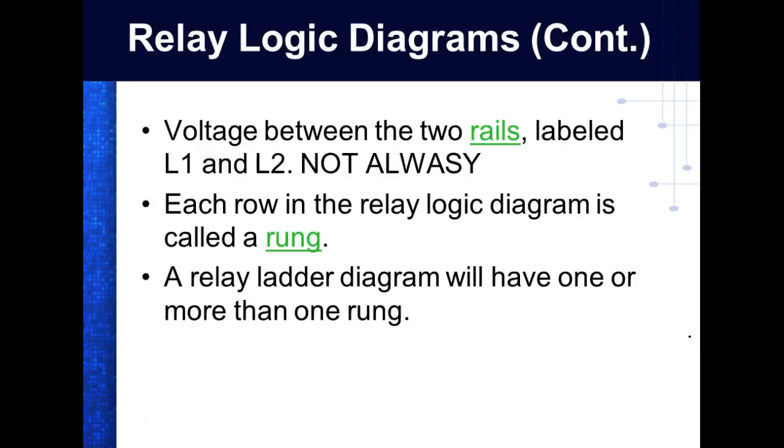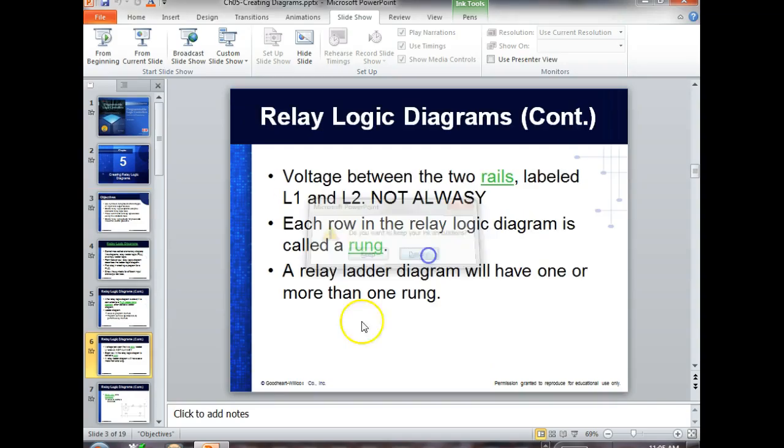In relay logic, we know we have an L1 and L2. It says voltage between two rails. We call them the power rails, and they're labeled L1 and L2. But what you're going to find out is they'll usually use a variation of this, because if we get too many L1s and L2s, it can get very confusing. And then we'll go to lab.